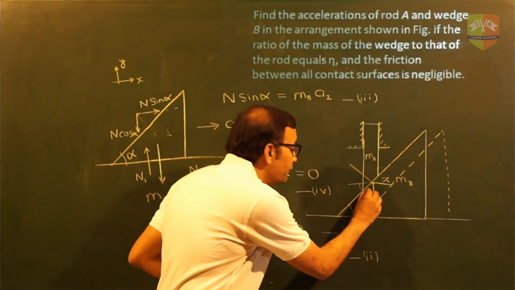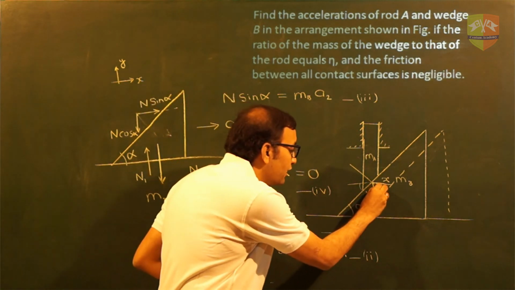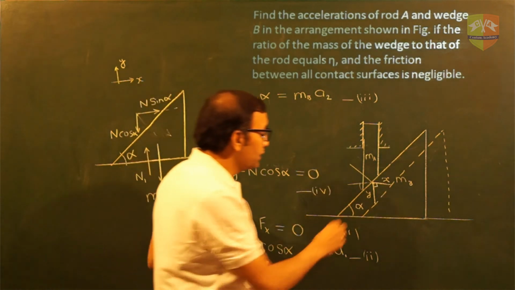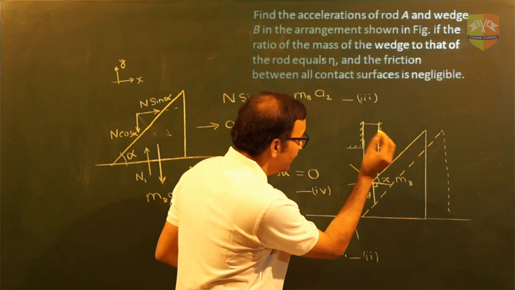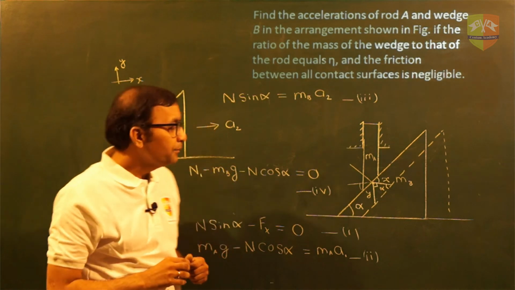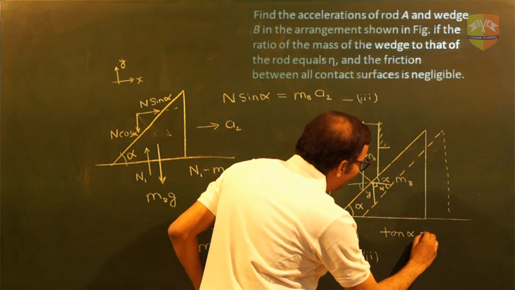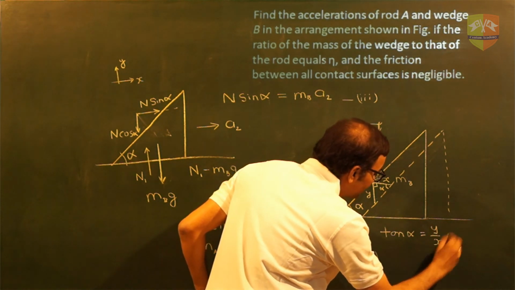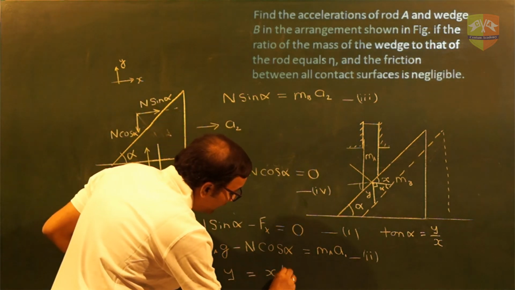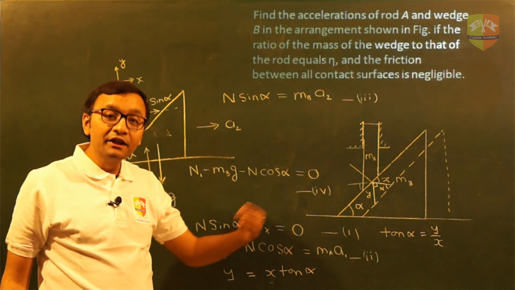So what is the relation between x and y? You'll see that this is a right angle triangle, right? x is horizontal and y is vertical, isn't it? And this angle is alpha, so this is also alpha, right? So tan of alpha will be equal to y by x, right? So I will get y is equal to x tan alpha. So this is the relation between their displacements.